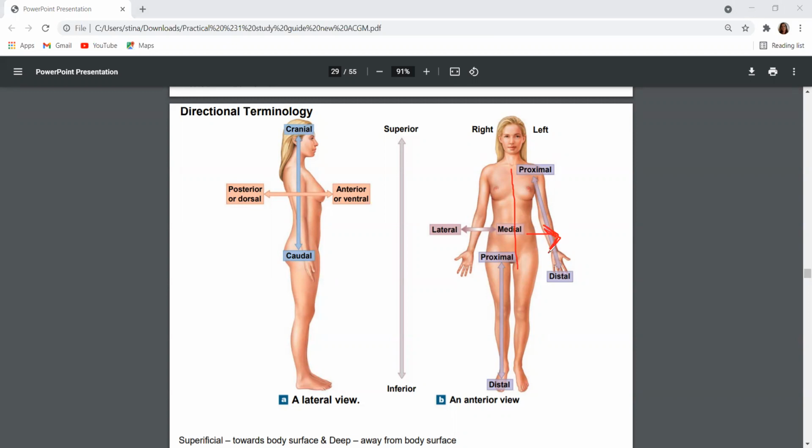So your belly button is medial. Your elbow is lateral. Your belly button is medial because it's on that midline or close to that midline. And your elbows are lateral because they're far away, or going away from the midline.